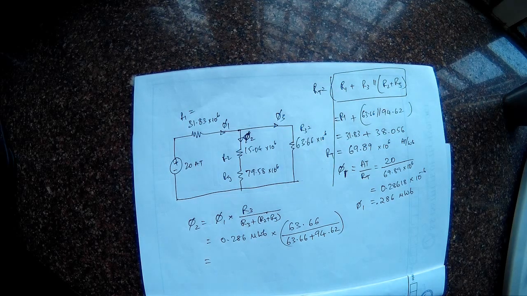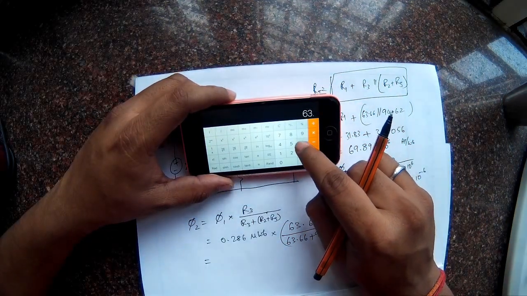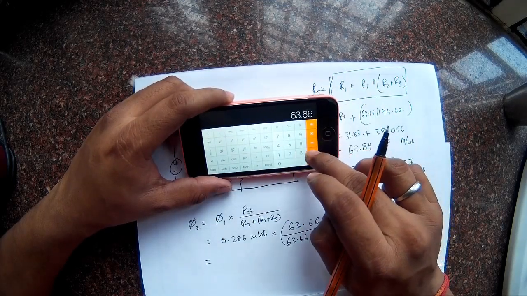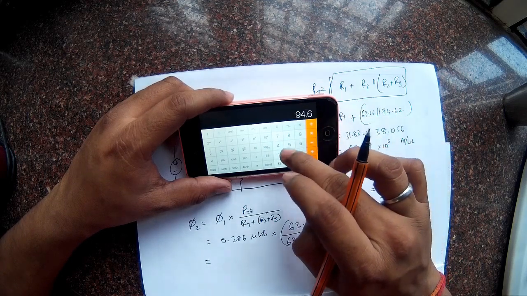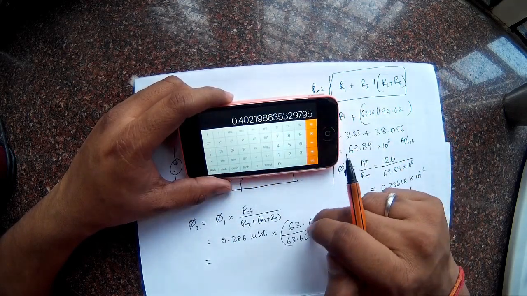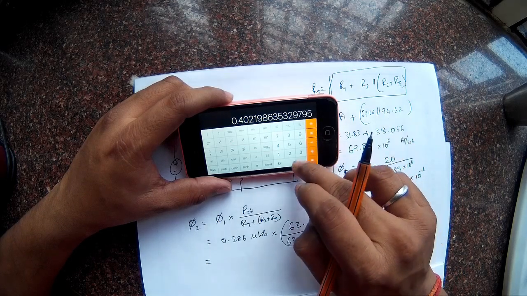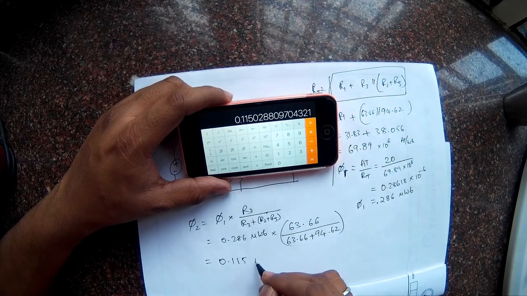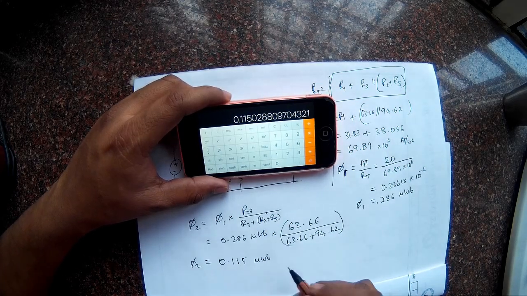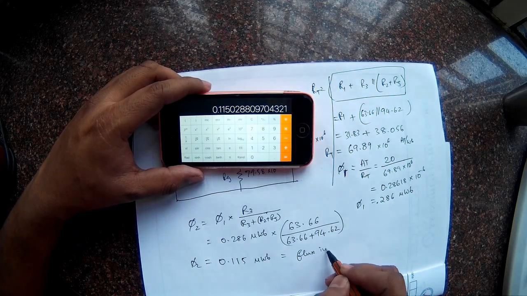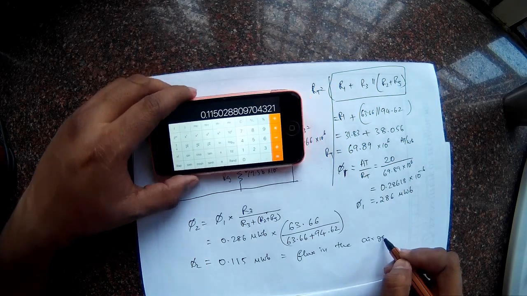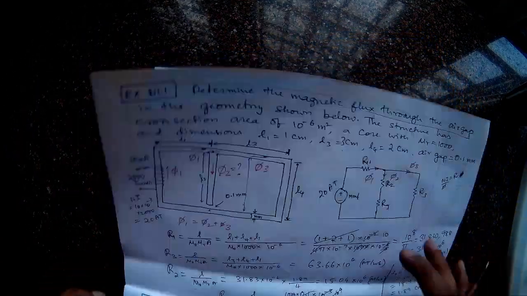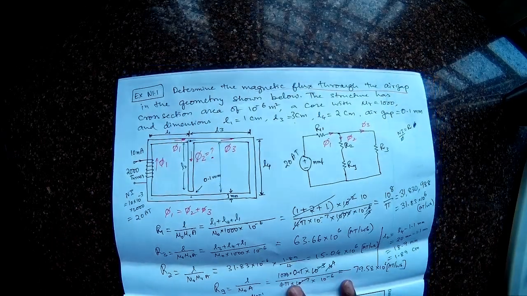So let's do that. 63.66 divided by 63.66 plus 94.62. So this is a fraction multiplied by 0.286. So I am getting 0.115 microwebers. Okay. So this is the flux in the air gap. So that is what is asked in the question. If I have a circuit like this, what will be the flux in the air gap?